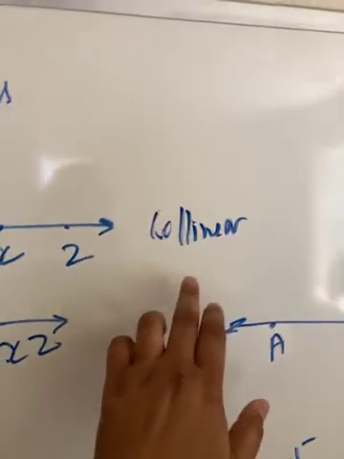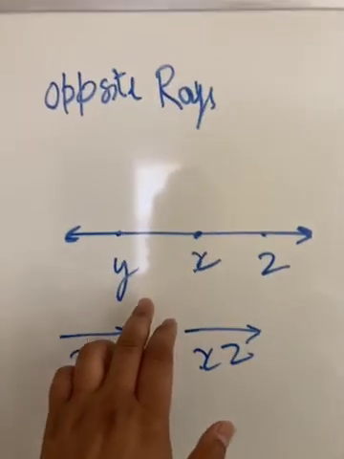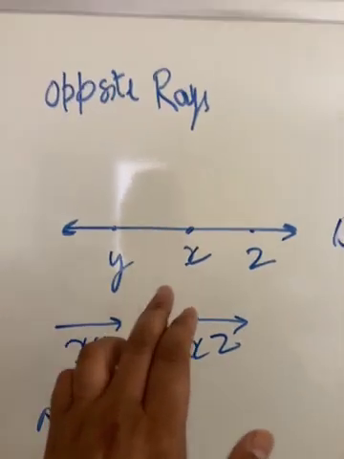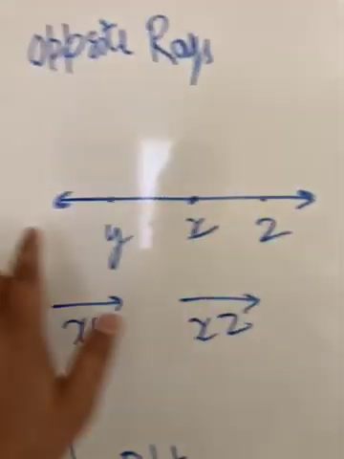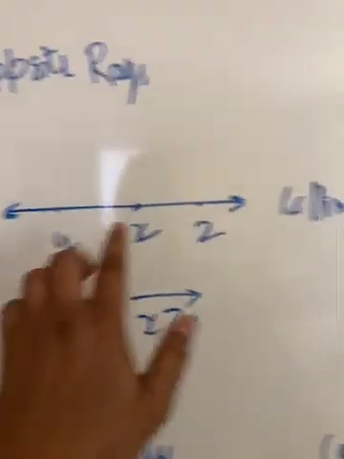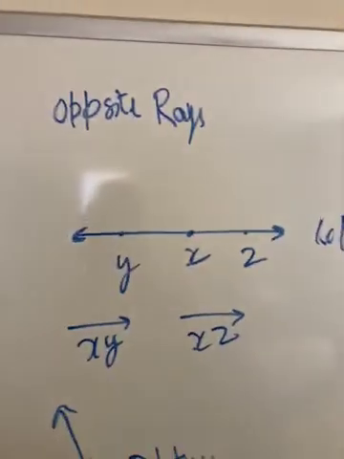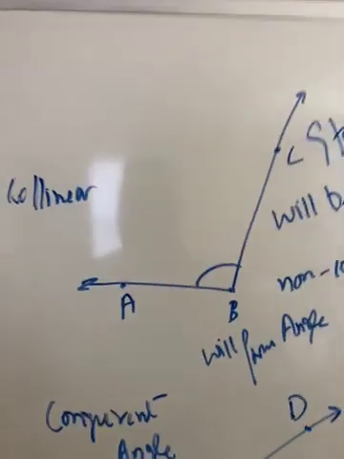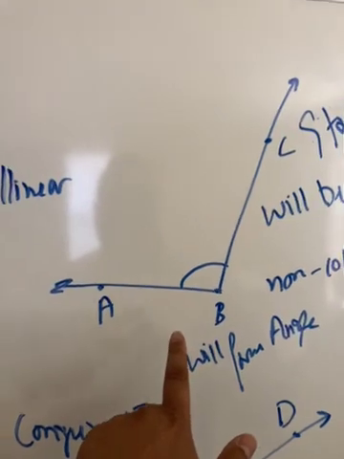You remember the collinear concept? It lies on the same line. That's why it is called collinear. And they are exactly opposite. That's why it's opposite rays. So now why are we telling this? Because we have to form an angle.